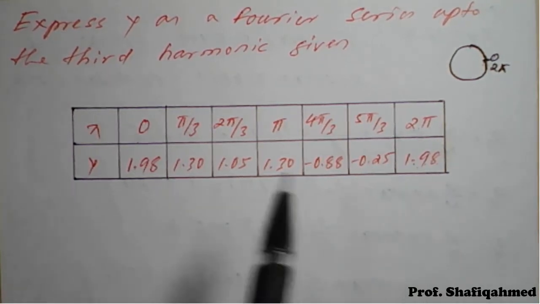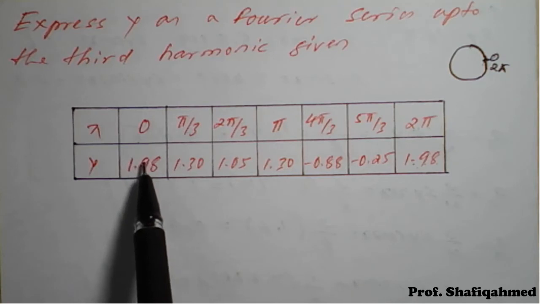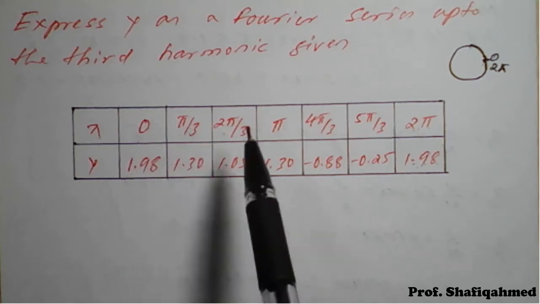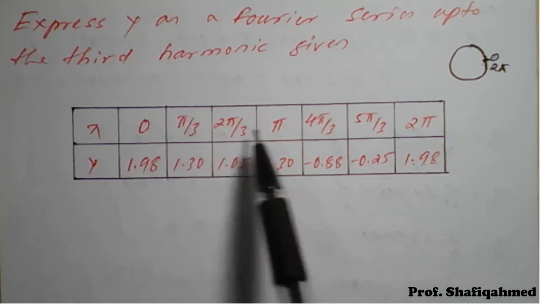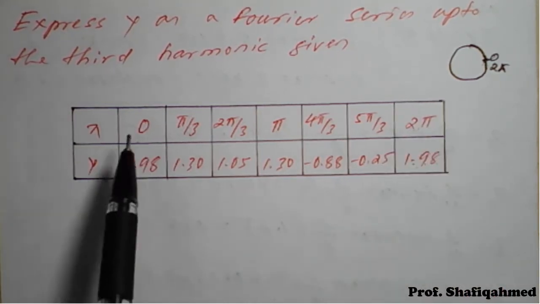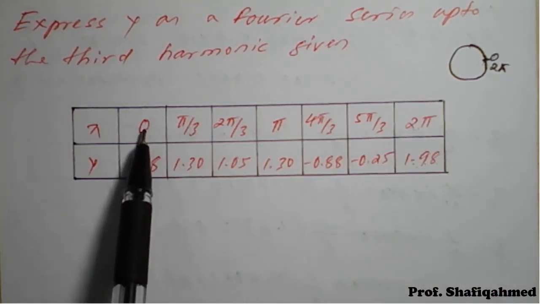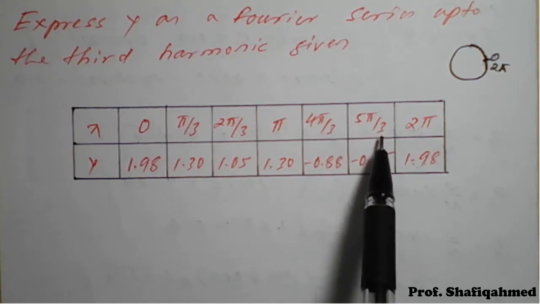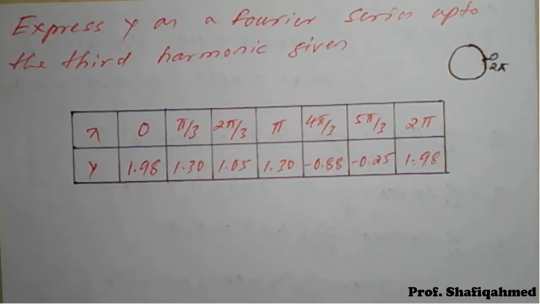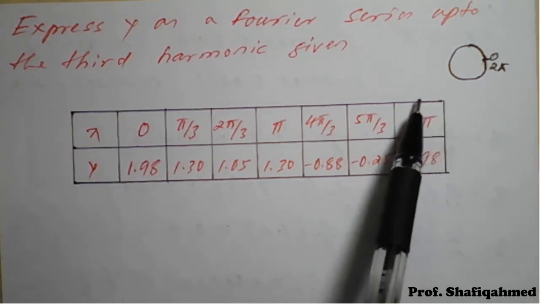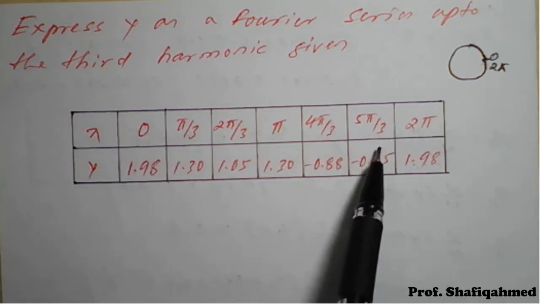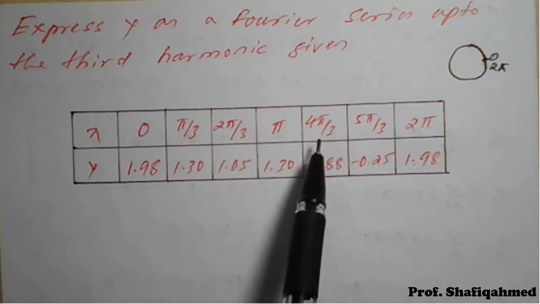In such cases, while considering the value of capital N, either we need to omit the first one and start from the second to the last, or else we can omit the last one and start from 0 to 5 pi by 3. So remember this. In this example I will omit the last value, that is 2 pi, and take from 0 to 5 pi by 3, and these values of x are in terms of radians.